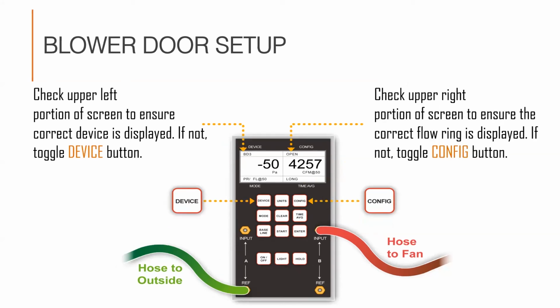Other settings include the device setting and the configuration setting. Because the manometer can be used with several different pieces of equipment, you have to make sure that it knows that the device you're testing with is a blower door. The configuration function is how the manometer knows which size of opening you're using on the fan in order to calculate the correct amount of airflow.